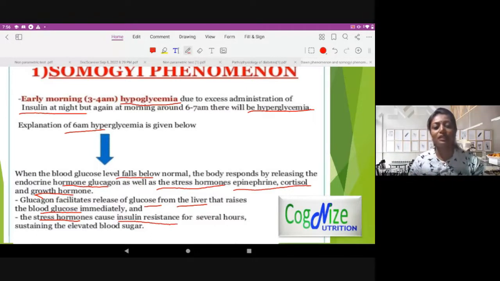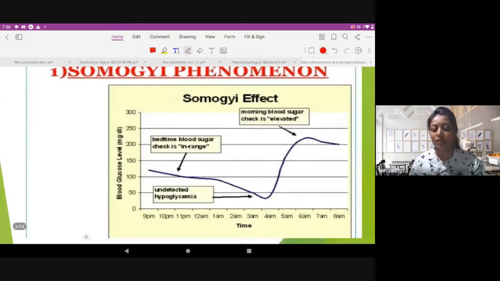Okay. So this is the basic mechanism of the Somogyi effect. Now here we have a graphical representation. What do we have here? We have the blood glucose levels on one side, and on the other side, we also have the time period. Here we will be checking the blood glucose level in terms of the dinner time, the overnight time and the morning hours. So what you find is that at the bedtime, the glucose is in range.